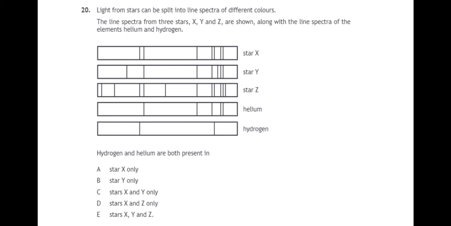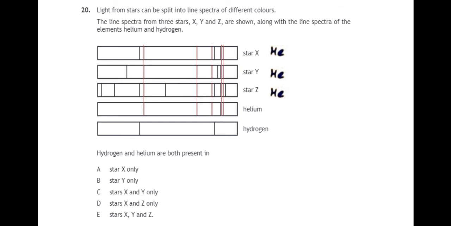So let's consider helium first of all and look at the line spectra working from left to right. So looking at the leftmost line of helium, we see that that line is present in star X, Y, and Z. If we look at the next line in helium, we'll see that line is also present in star X, Y, and Z. Indeed, so is the next line, and the next line, and the next line. So helium is present in star X, star Y, and star Z.